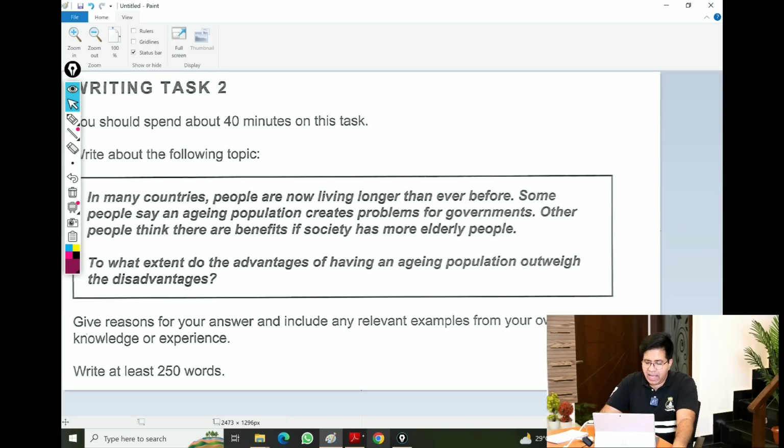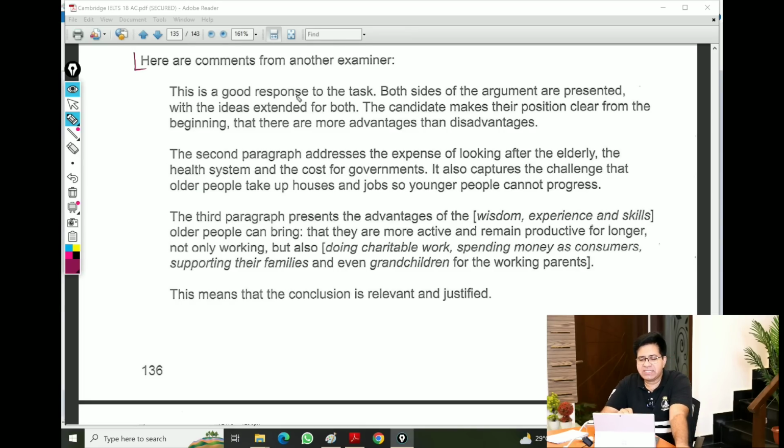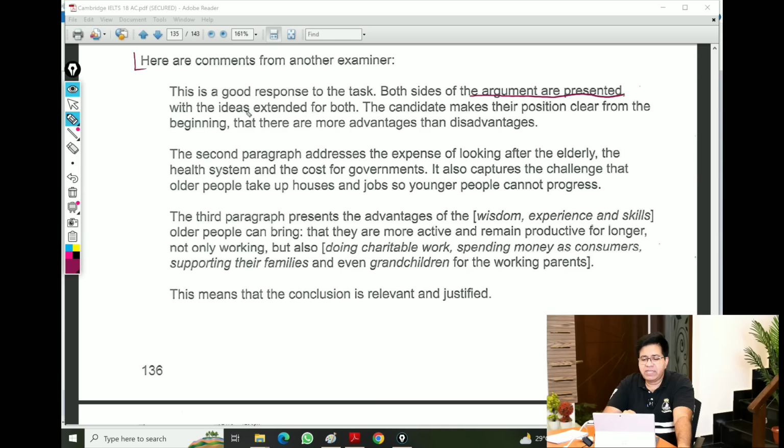Okay. Now, we've got comments by the examiner. Here are comments from another examiner, right? All right. This is a good response to the task. Both sides of the argument are presented. Very important. In advantages outweigh disadvantages, you have to mention advantages, you have to mention disadvantages, and then you need to conclude whether advantages are more or disadvantages are more, with the ideas extended for both advantages and disadvantages.